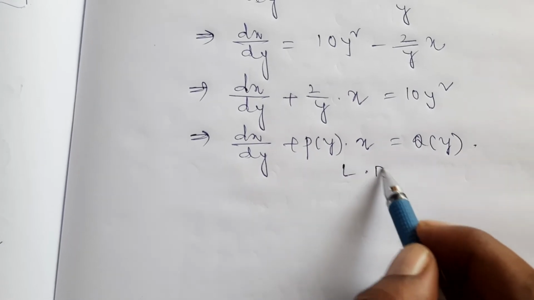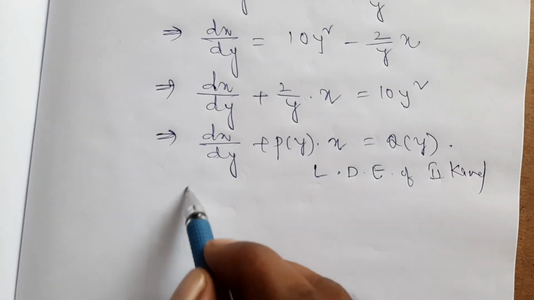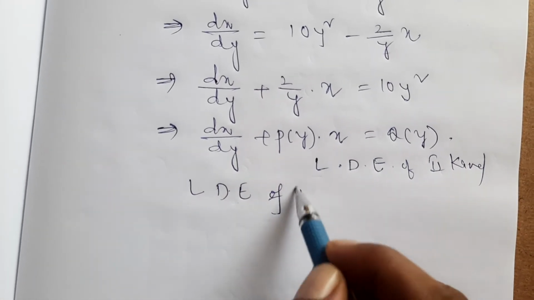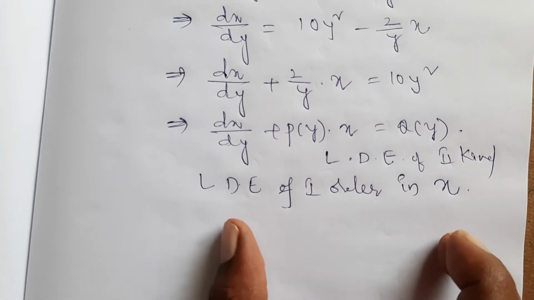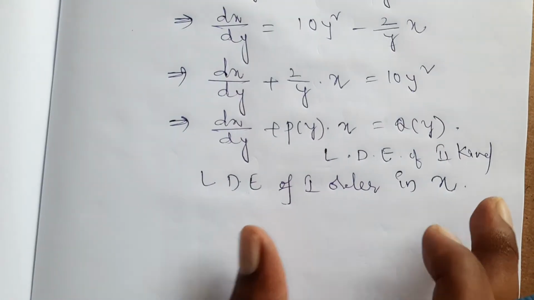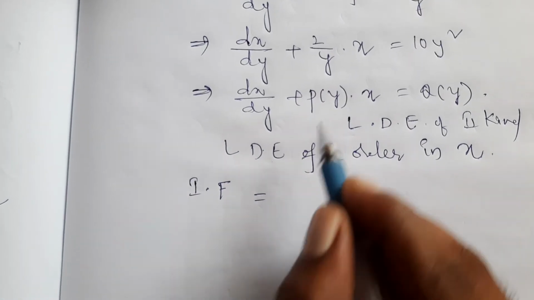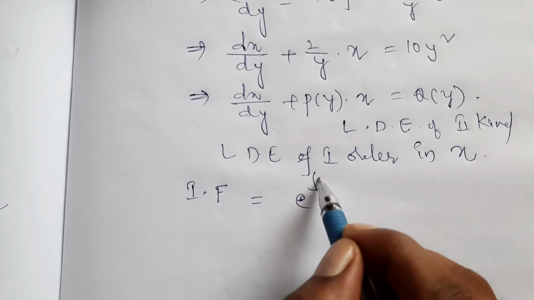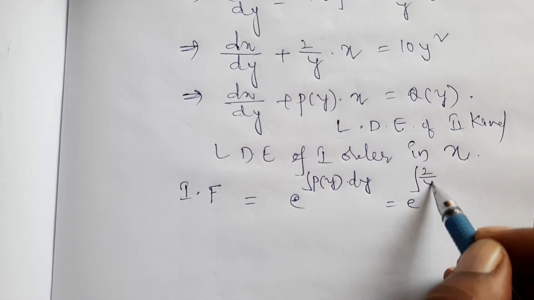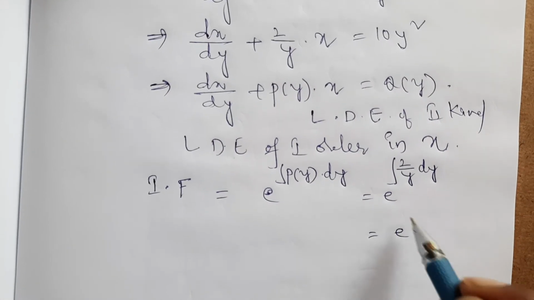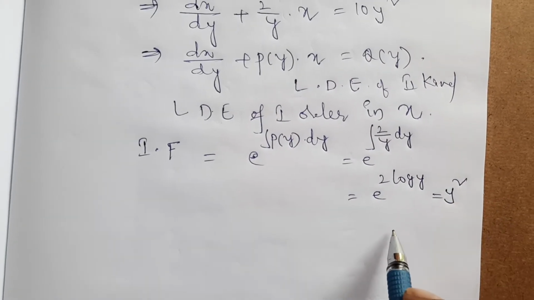So this is the linear differential equation of the second kind, meaning linear differential equation of first order in variable x. Now how can you solve this linear differential equation? As usual, first we have to find the integrating factor. The integrating factor is given by e power integral p of y into dy, e power integral 2 by y dy. e power 2 into integral 1 by y means logarithm of y. If you simplify, you will get y square as the integrating factor.